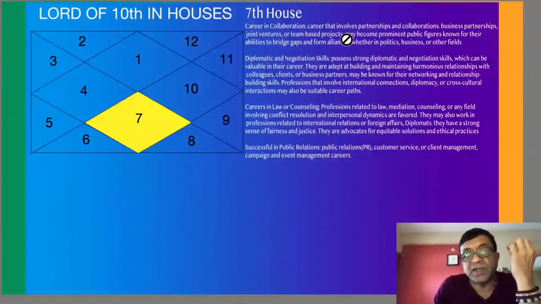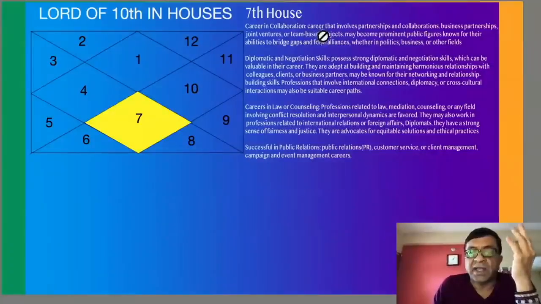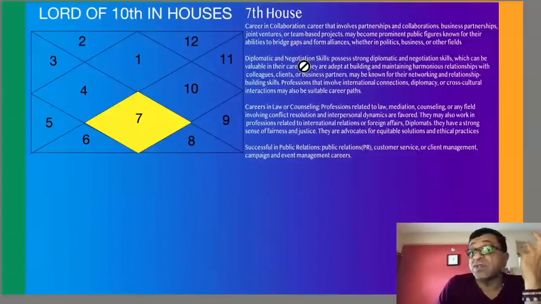Career in collaboration. Actually, she even collaborates a lot. I have seen even her Facebook page, right? She collaborates a lot with other coaches. She does seminars. She does n number of things. Career that involves partnerships and collaborations, business partnerships. Yes, she has this. Diplomatic and negotiation skills.